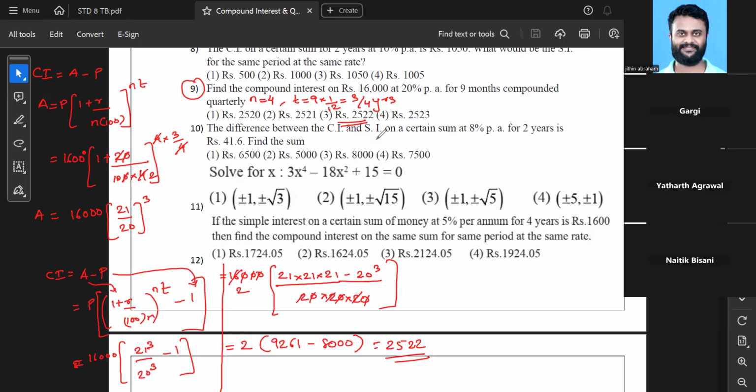You just make a note of it. I'll wait for a few seconds and then I'll give you another option, another technique also to solve. Don't worry.